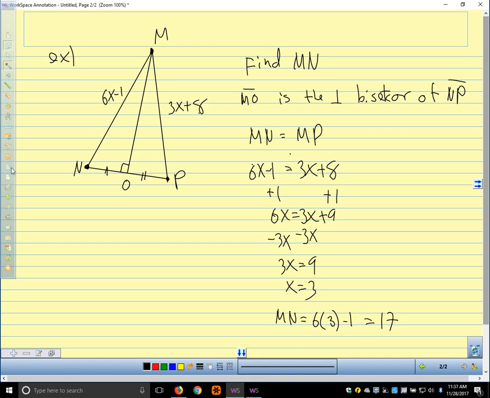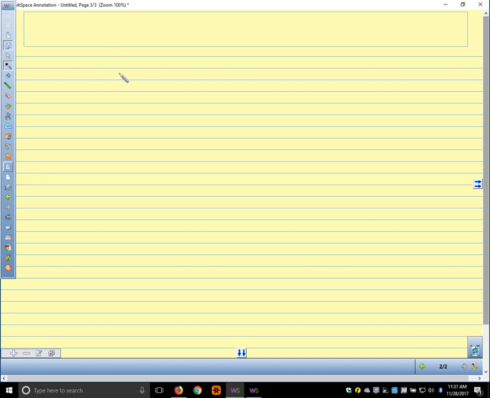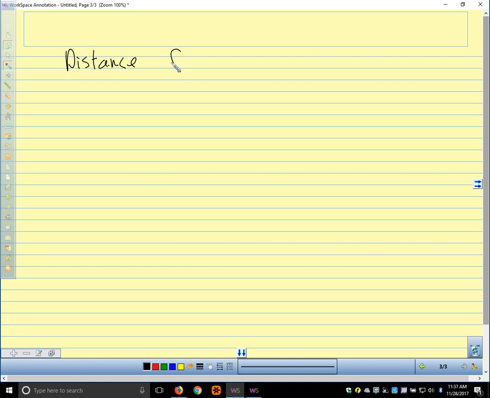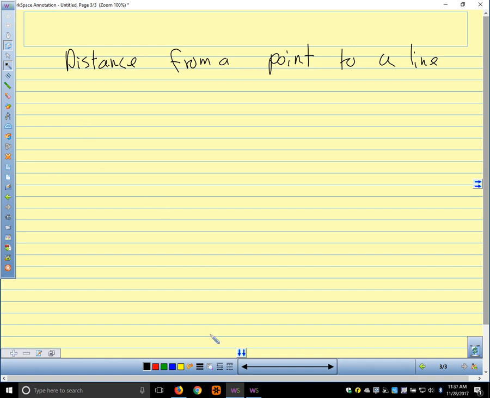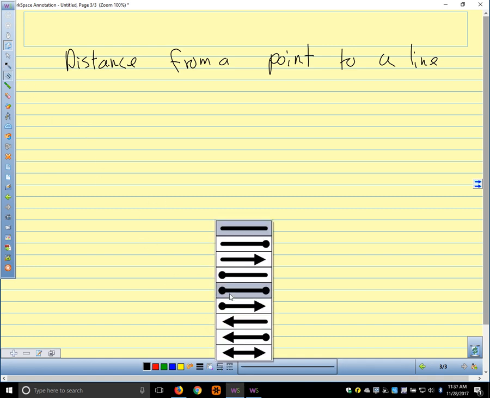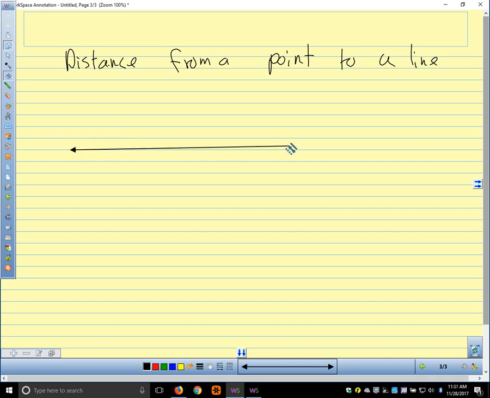Okay, we need a reminder. We're going to do a reminder, and then we'll talk about our next theorem. The distance from a point to a line. So if I have a line here, and I have a point, and I want the distance from that point to the line. So there's that, and there's P.